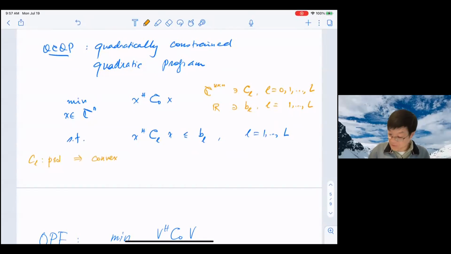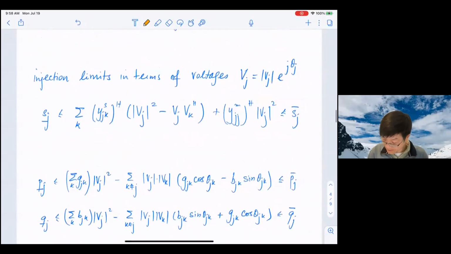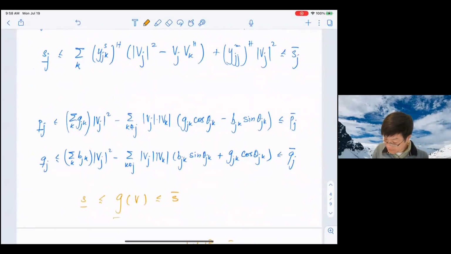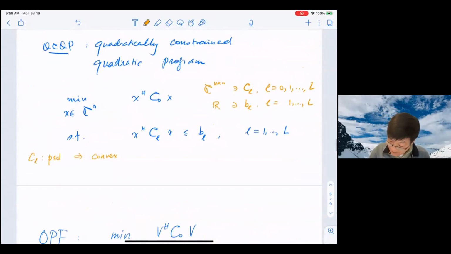Now, the problem we see in OPF is that, for example, this function that represents the power flow equation is non-linear. But moreover, it is a quadratic form, but the corresponding matrix is not PSD. That's the problem. And therefore, we are in this regime. Otherwise, it is a non-convex problem. Okay, so we'll see more details of that right now.